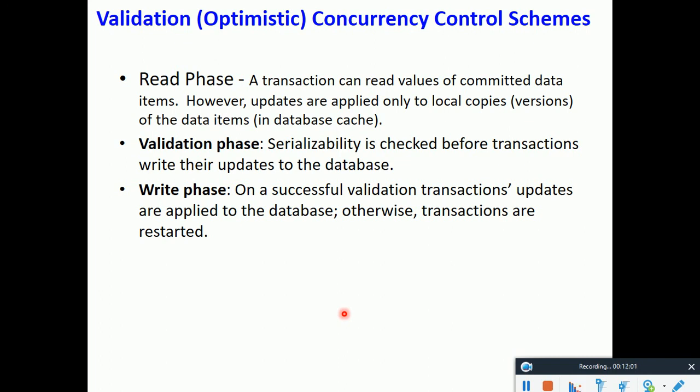But if it passes that test, it moves into the write phase, where all write operations take effect in the database or on the disk, by which we are able to maintain concurrency and serializability of the schedules. That is known as the validation concurrency control scheme.